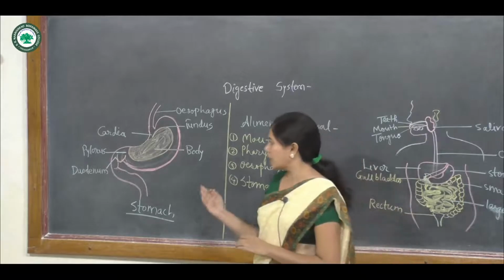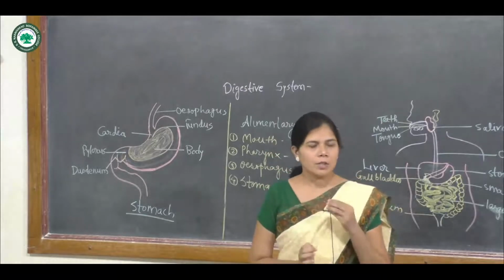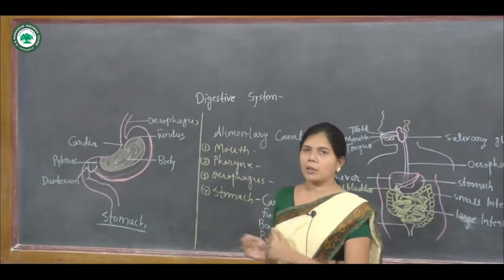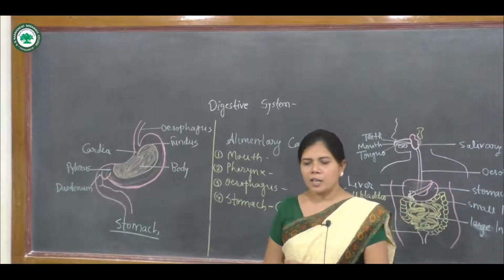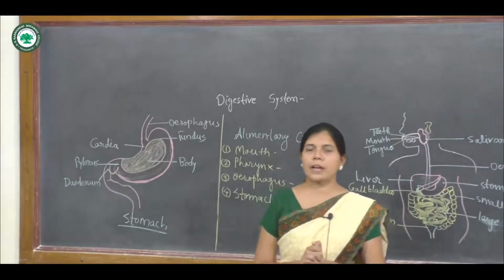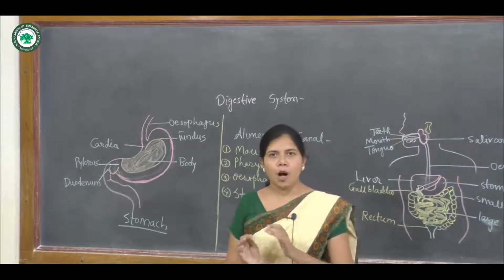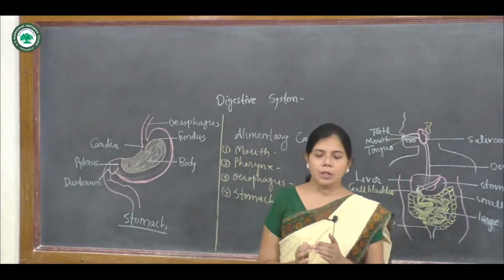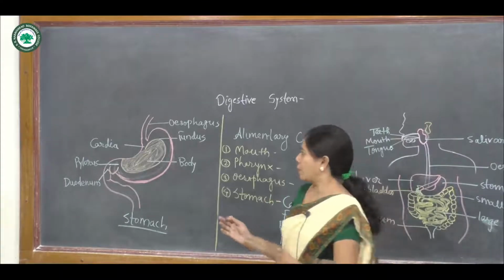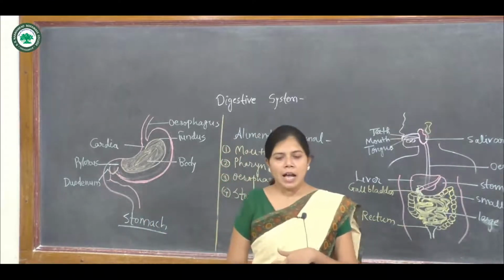The duodenum is the initial portion of the small intestine. This opening is guarded by a set of sphincter muscles. The opening of the pylorus into the duodenum is guarded by the sphincter muscles, known as the pyloric sphincter. It regulates the flow of food from the stomach, that is from the pylorus, to the small intestine.